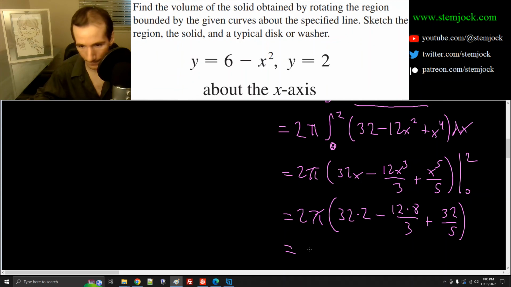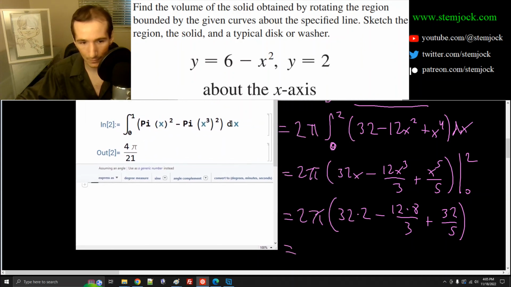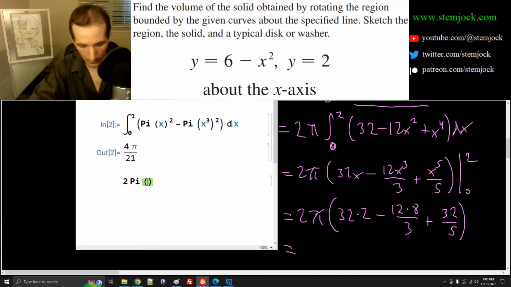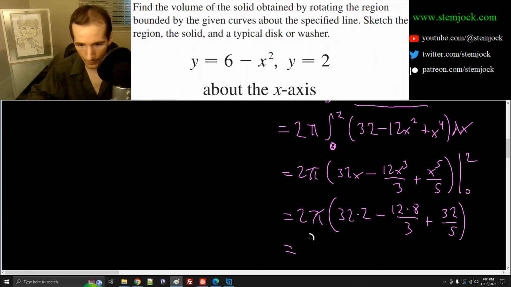So our volume is whatever this is, so I'm going to pull out my calculator now. 2 pi times 32 times 2 minus 12 times 8 over 3, now plus 32 over 5. What is that? That's 384 pi over 5. This is the volume. All right, so that does it for problem 2.